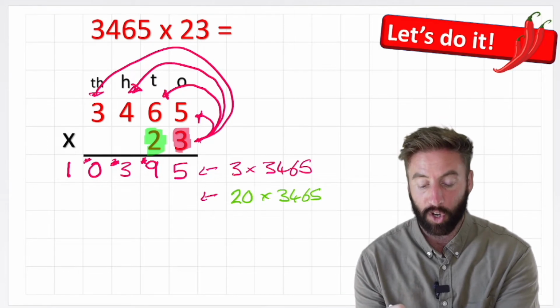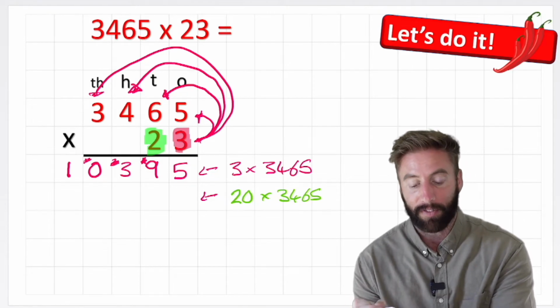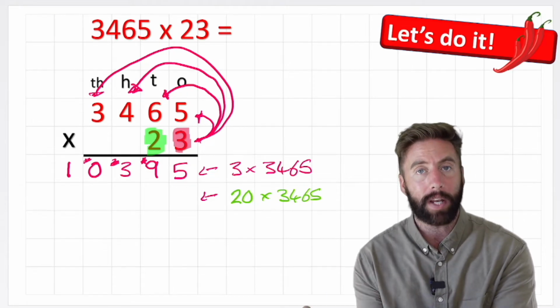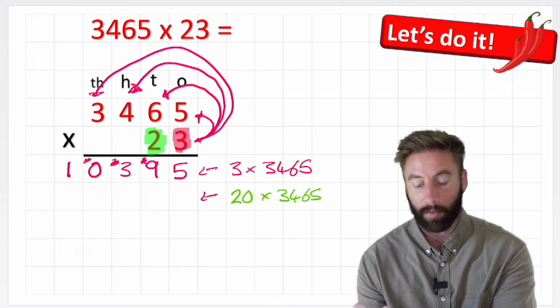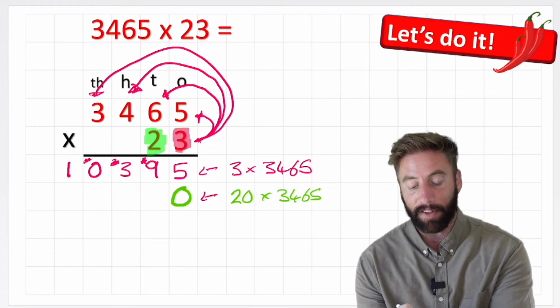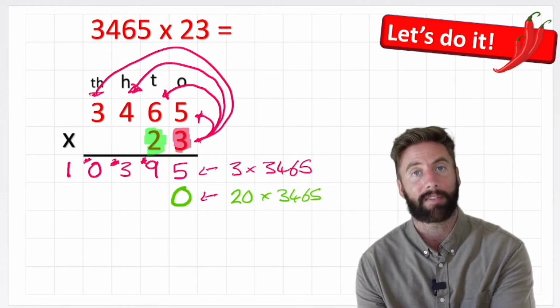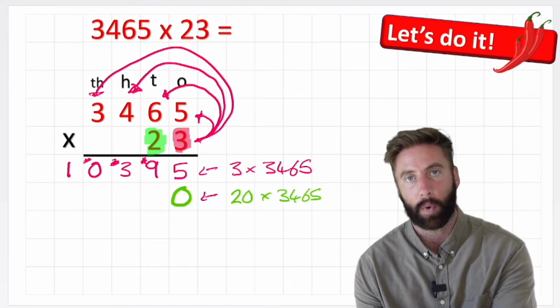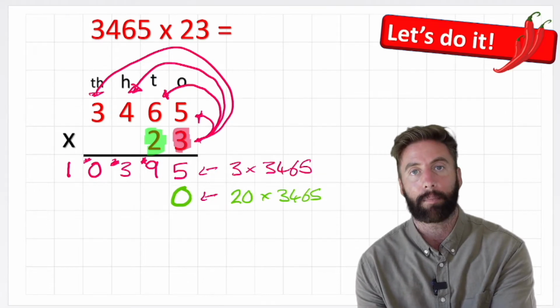Now I'm ready to look at my next row, which is 20 times 3,465. But I want to just look at this 2 as a 2. It's very difficult to think about multiplying it by 20 every time. So how can I do that? Well, if I put a 0 here, I am making everything in this row 10 times larger, which means I can then just think of this 2 as a 2 instead of a 20. So we call this little 0 a placeholder.